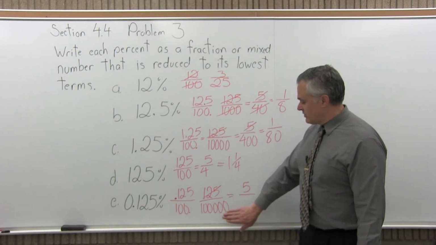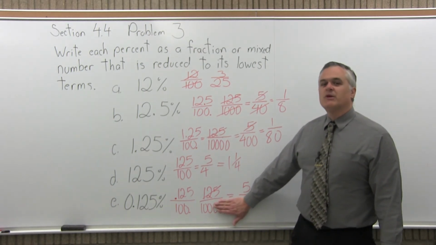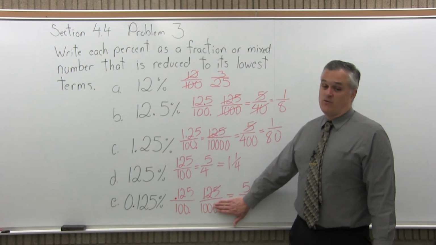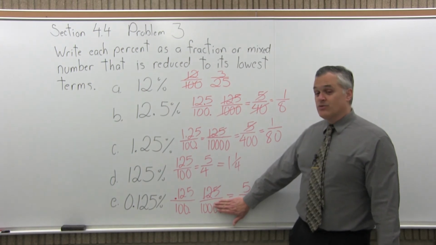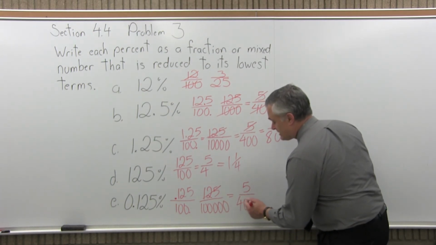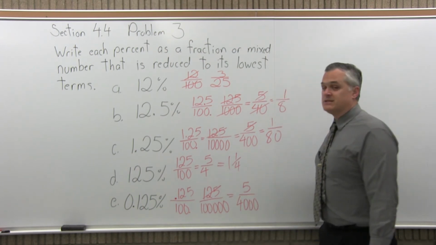How many zeros am I ignoring? 3 of them. So now I'm left with 100 if I ignore 3 zeros. Now I know 25 divides into 100 4 times. Now put the 3 zeros back. So I have a 4 with 3 zeros after it. So that's 5 over 4,000.